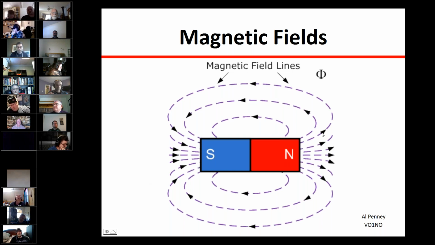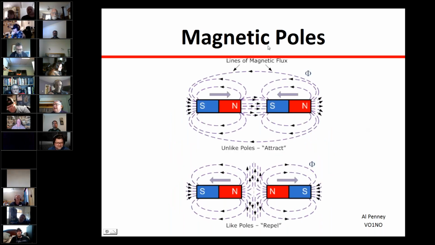Now, magnetic poles. Unlike poles attract. So you take two magnets like this, put the north and south poles together, and they'll attract each other. If you take two like poles, either two north poles or two south poles, and try to put them together, there's a repulsive force and you can't bring them together.